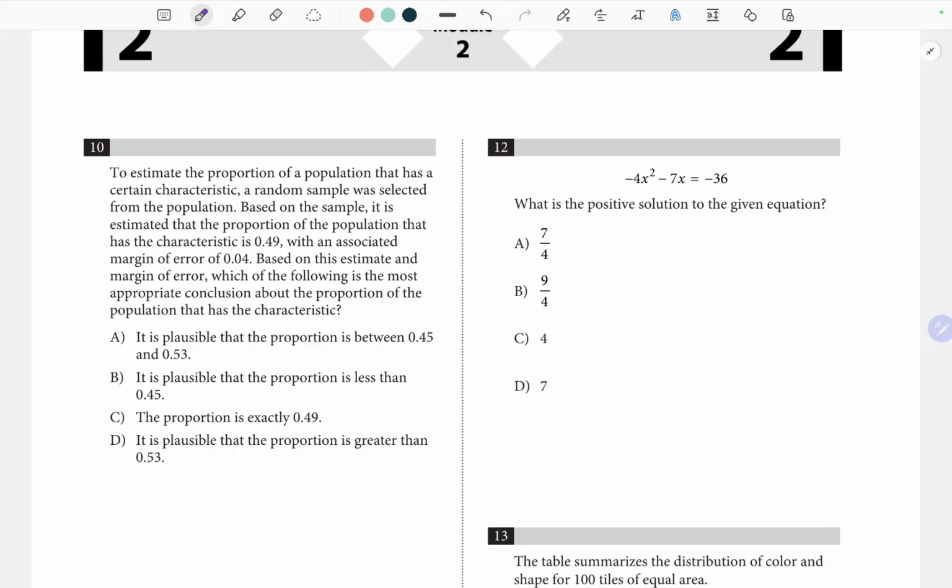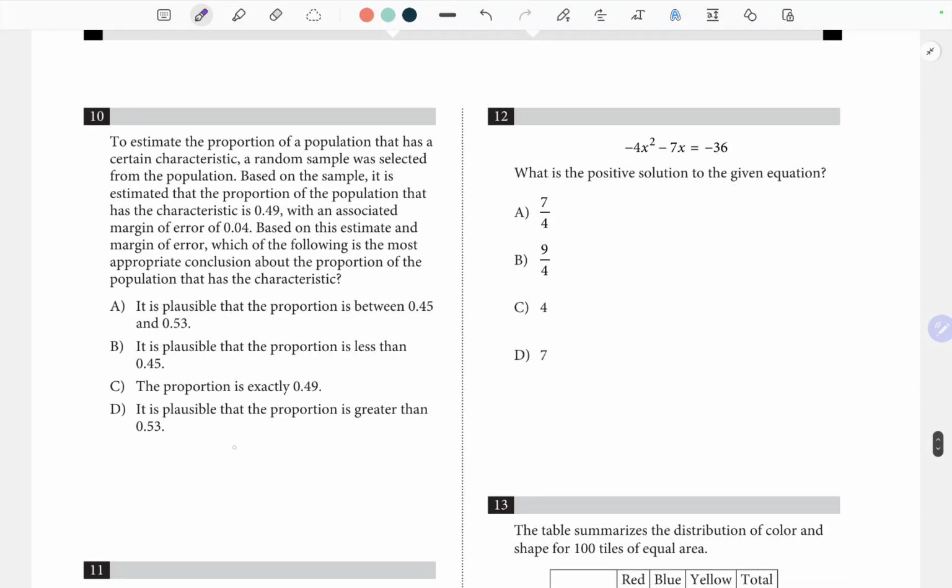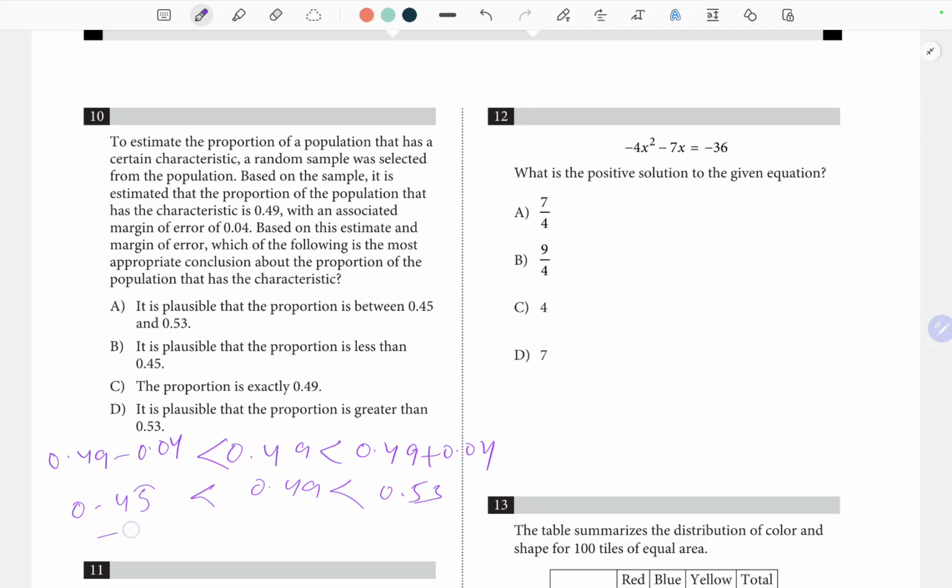To estimate the proportion of a population that has certain characteristics, a random sample was selected from the population. Based on the sample, it is estimated that the proportion of the population that has the characteristics is 0.49 with an associated margin of error. So 0.49 plus 0.04 is 0.53, and 0.49 minus 0.04 is 0.45.